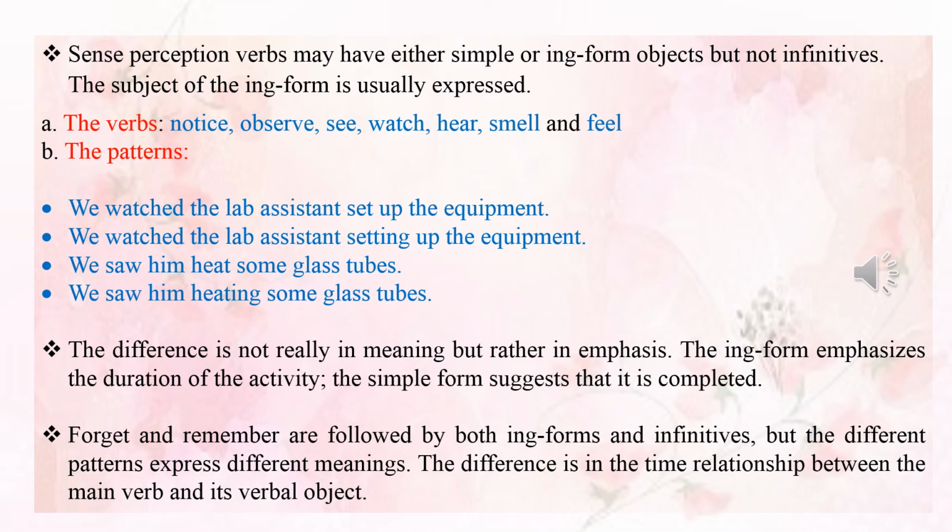The difference is not really in the meaning, but rather in emphasis. The -ing form emphasizes the duration of the activity. The simple form suggests that it is completed. Forget and remember are followed by both -ing forms and infinitives, but the different patterns express different meanings. The difference is in the time relationship between the main verb and its verbal object.